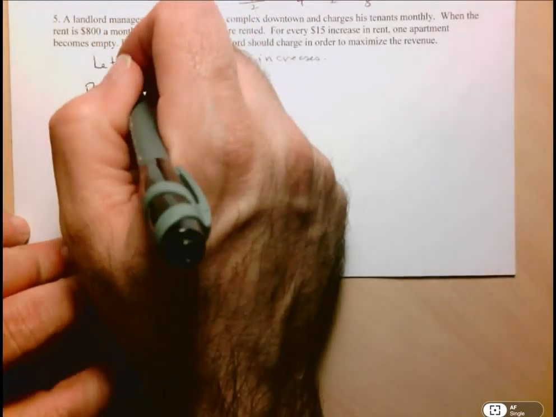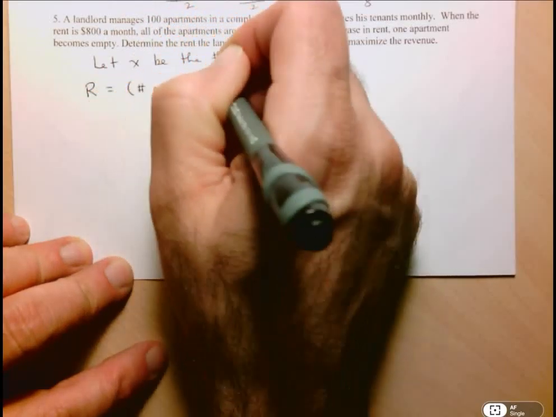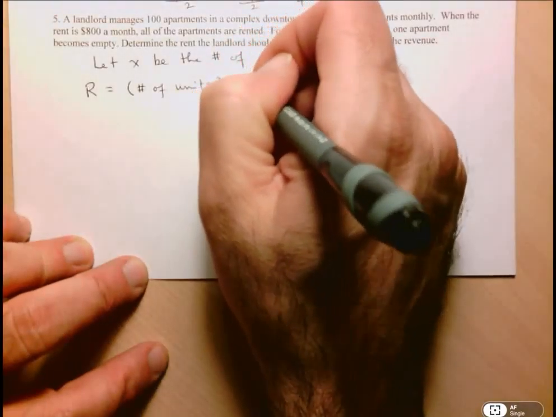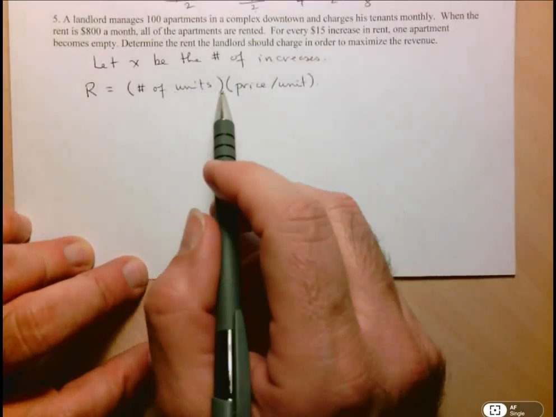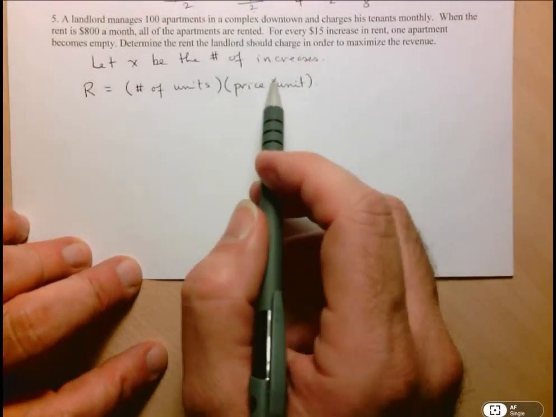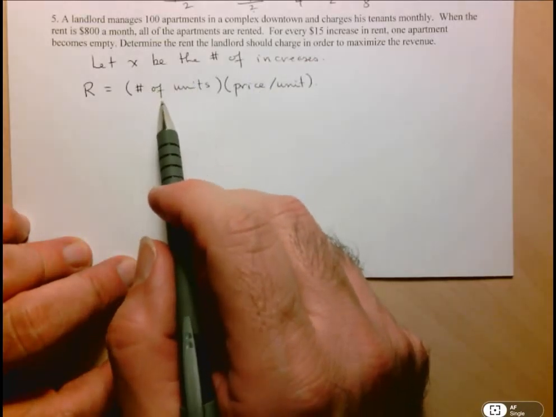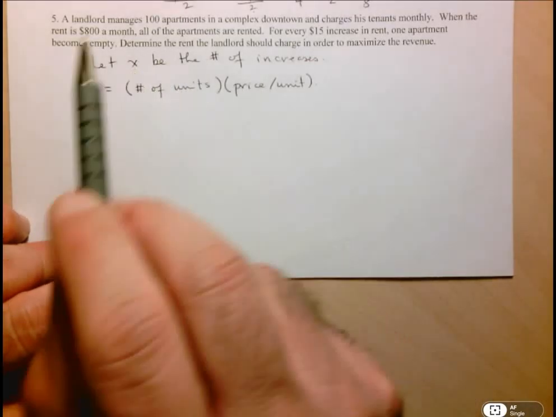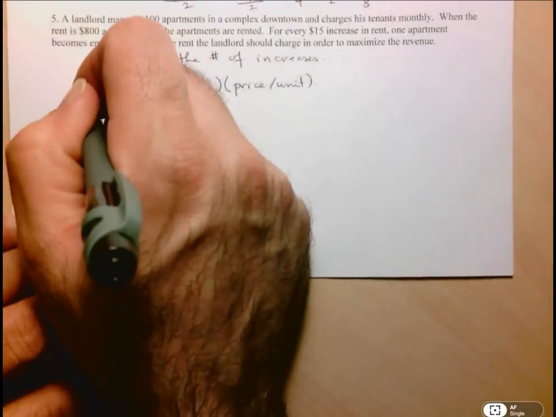Now the reason why we do that is that it's going to allow us to write our equation for revenue using this one variable, because revenue is given by the number of units, in this case apartments, times the price for each apartment, in this case the rent, so the price per unit. These are both variable terms, because we're thinking of changing the price, and then the number of units will change, so that's also variable. But what we can do is write both of these variable terms in terms of that third variable x, which we've defined as the number of increases.